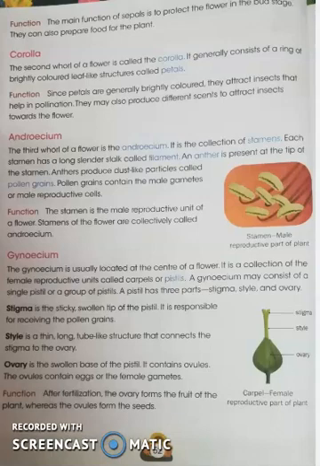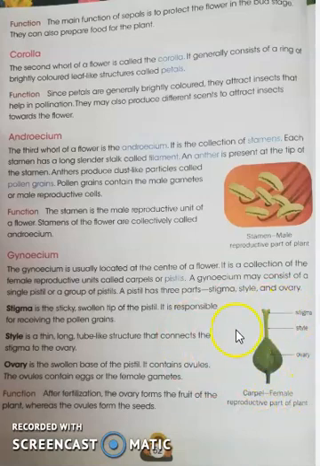So the stamen is the male reproductive unit of a flower. All the stamens of the flower are collectively called the androecium, right? And they are responsible for the reproduction. Next comes the gynoecium. Usually you would find in the center a stick is located, with a swollen base, like this you could have seen in the flower, a stick with a swollen base, right?